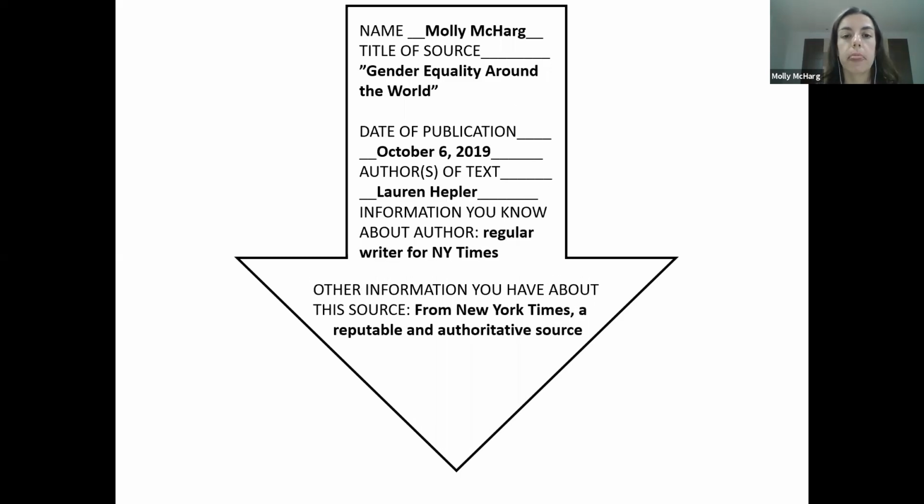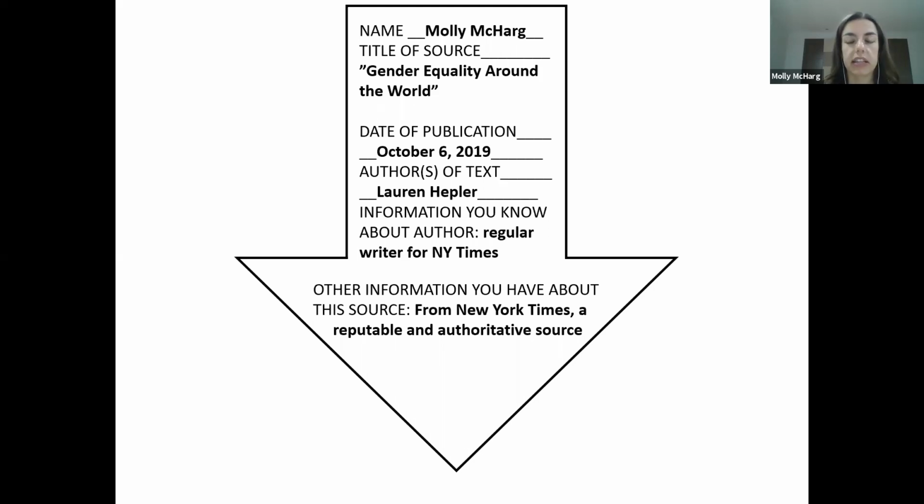of a completed arrow. So my name is Molly McHarg. I have a source. The title is Gender Equality Around the World. The date of publication was October 6th, 2019. The author of the text is Lauren Hepler. I know that she is a regular writer for the New York Times, so I have added that as information about her. And then other information about this source is that this article comes from the New York Times, which is a reputable and authoritative source.